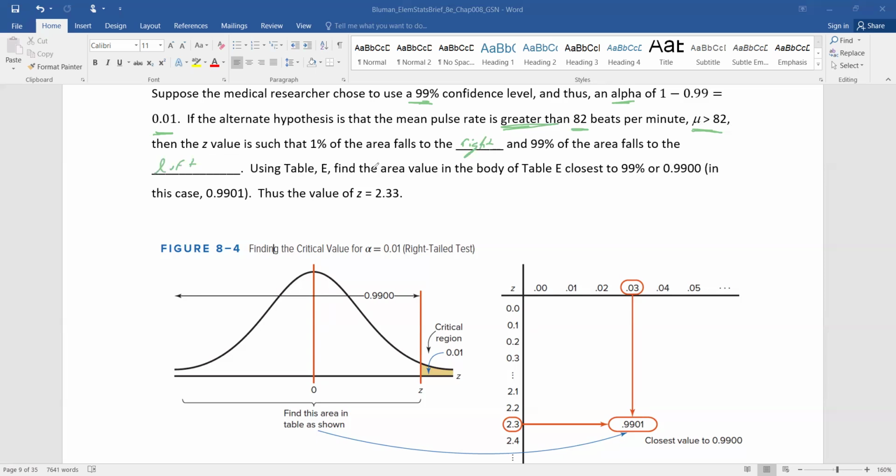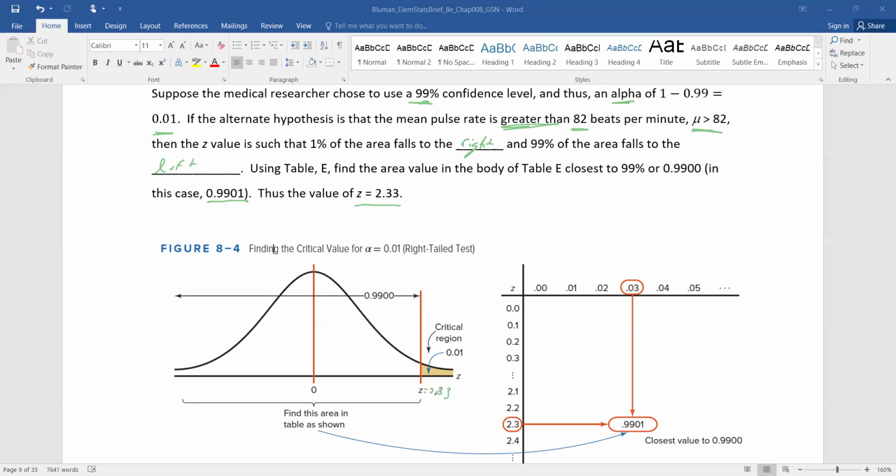Using table E, find the area value in the body of table E closest to 99%, or 0.9900. In this case, the closest that we could get is 0.9901. Thus, the z-score that we're looking at is 2.33. So again, using table E, this is as close as we can get. Basically, we're going to get a z-score of 2.33.